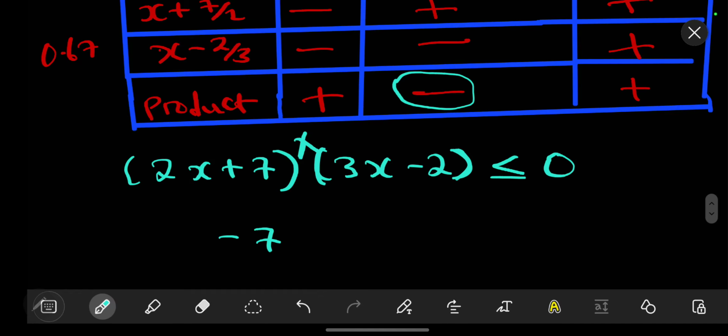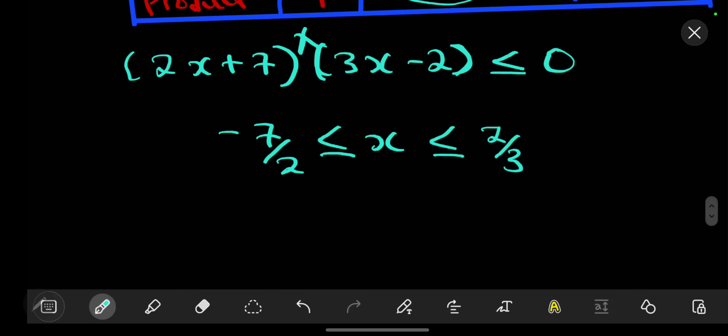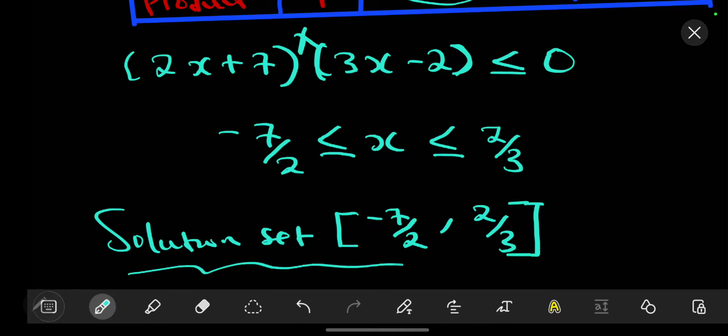In this case, it will be negative 7 over 2 less than or equal to x, we are just writing this interval, less than or equal to our 2 over 3 like that. Now it's saying that should be less than or equal to, so we even attach those in our answer. So the solution set will be, since we are including negative 7 over 2, square brackets negative 7 over 2, then we have comma our 2 over 3, which should be included like that. So this is what we have for the equation. This is how we go about those problems.